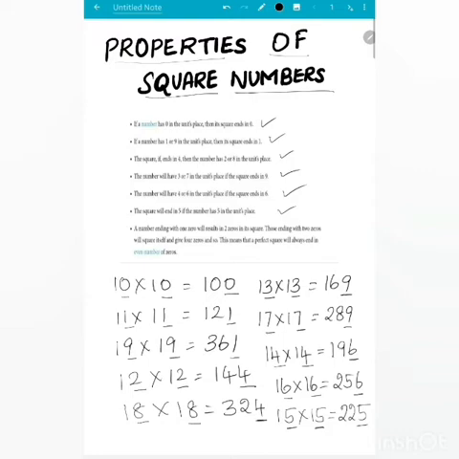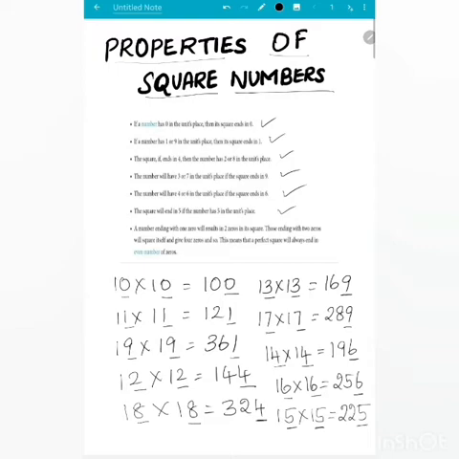There are 4 zeros, isn't it? This means that a perfect square will always end in an even number of zeros. Again I repeat, a perfect square will always end in an even number of zeros. So these are some properties of square numbers. Then we will go to some examples.